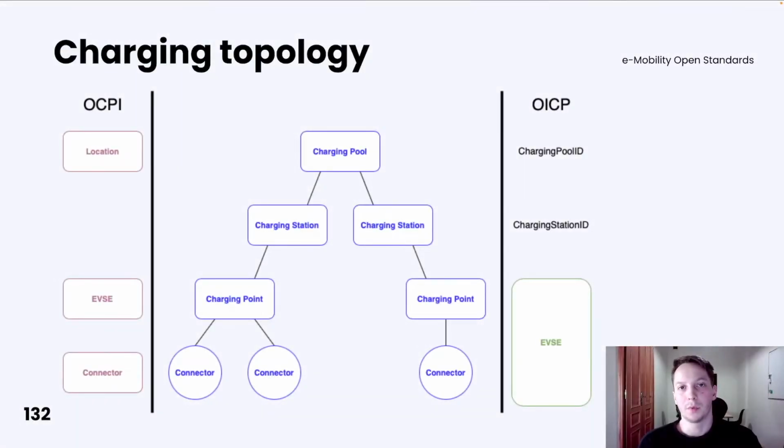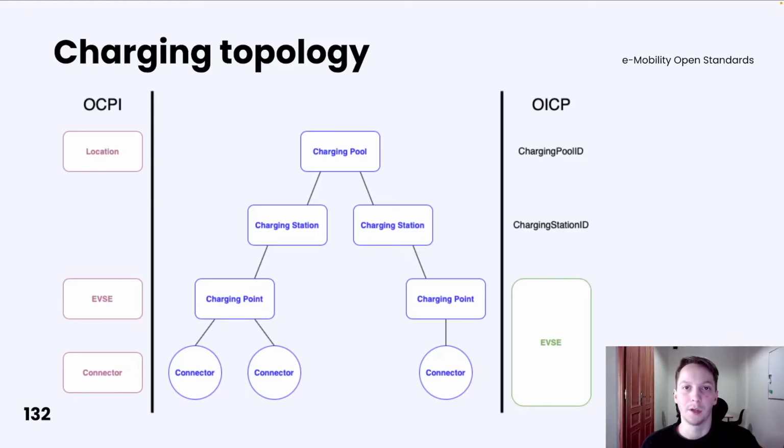Now I would like to present you a charging topology model which is standard in Europe. At the highest level, we have a charging pool, which is basically a location of a given charging spot. Each charging pool may have multiple charging stations. You can think of them as a physical stand next to the parking spot. Each charging station may have multiple charge points, which represent supply equipment needed for charging.